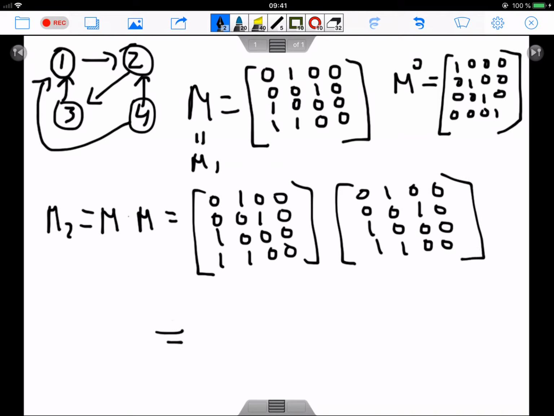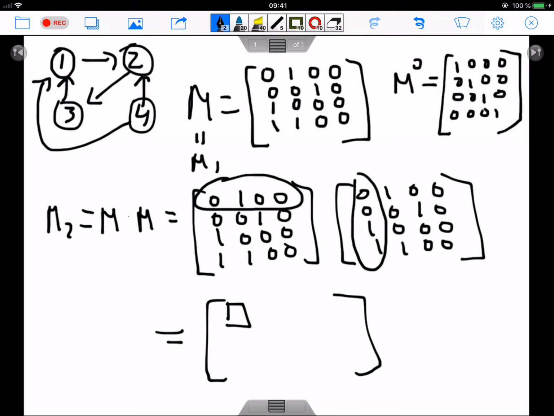Notice that, to fill in this element here, we need to use this row multiplied by this column. That is what we need to do. So it would be 0 times 0 plus 1 times 0 plus 0 times 1 plus 0 times 1, which is 0.